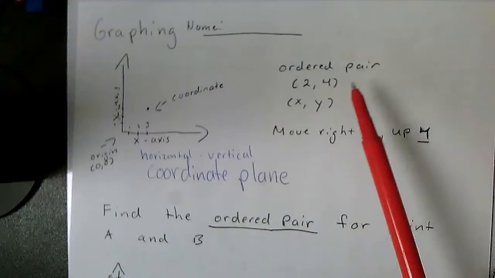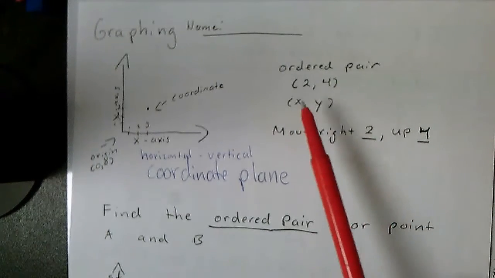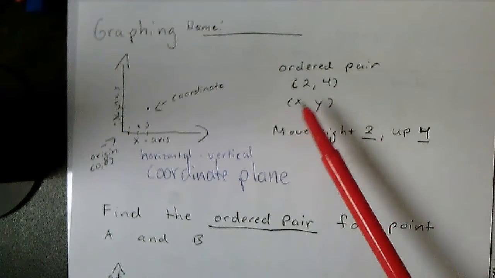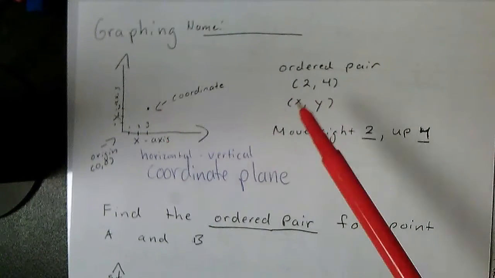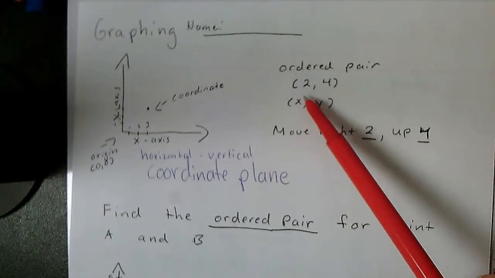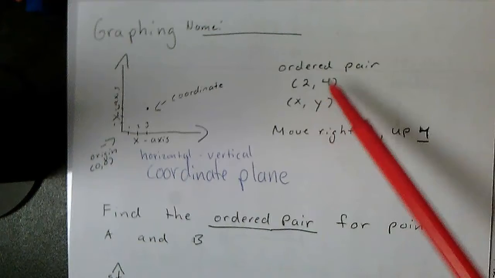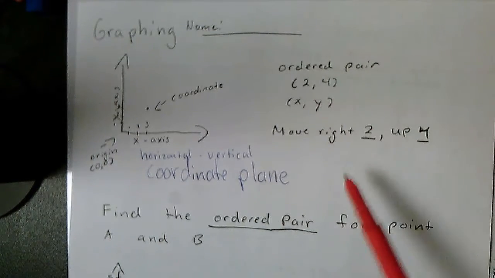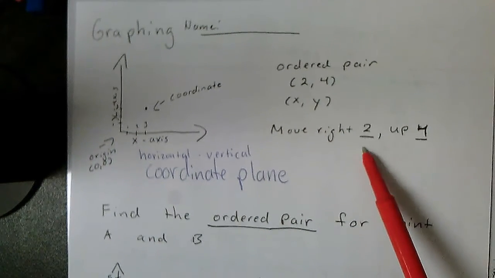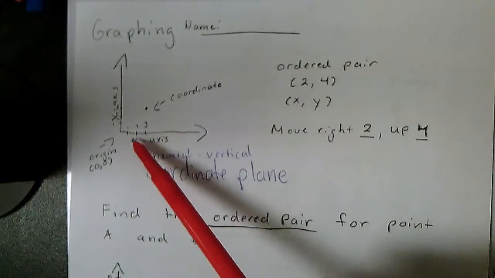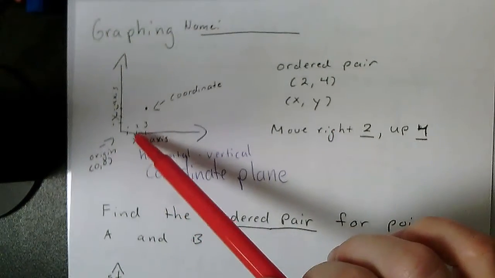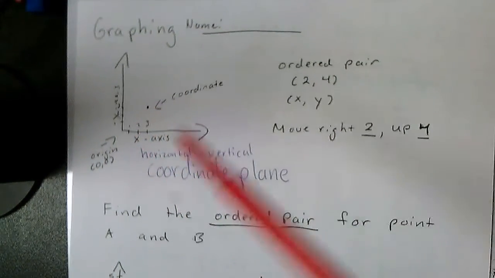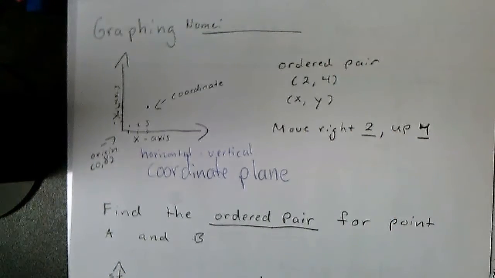Now on the topic of ordered pairs, an ordered pair basically tells us where an object or a point is on a coordinate plane. So if I had the ordered pair (2, 4), that means I need to move right 2 spaces, and then I would move up 4 spaces. So I move right 2, up 4, and I would plot my point at that spot.